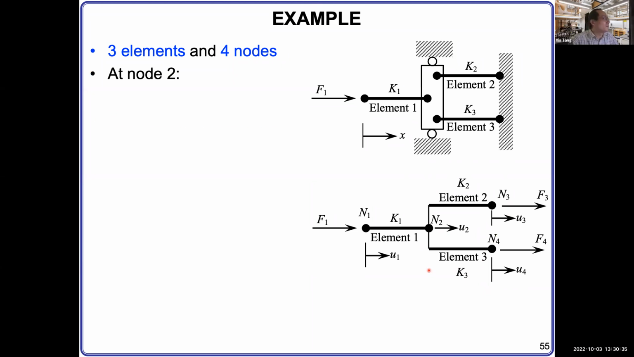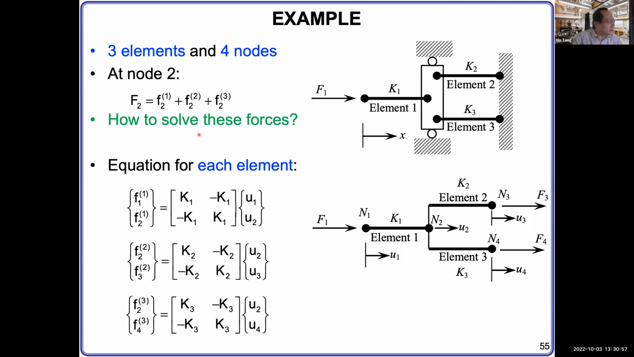Okay, now, of course, at node 2, we have F2 equal to all the internal forces from the elements, right? Element 1, element 2, element 3, all apply to the node 2. Now, in this case, you see F2 equal to, no F2, right? In this case, F2 equals 0. But F1 has force, okay? F3, node 3, node 4 have force.